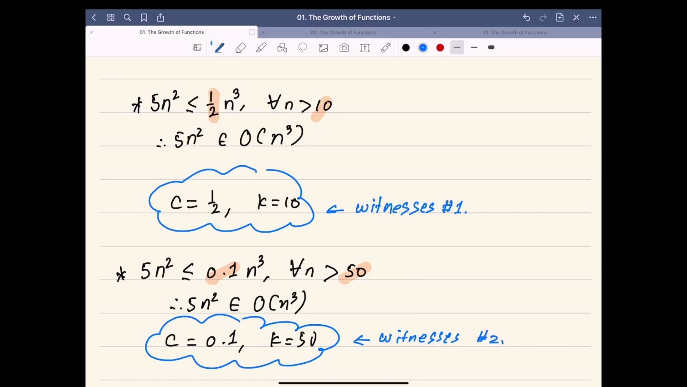This example shows that if we have an order between any two functions and you would like to prove this order by using the basic definition, it is not necessarily the case that the constants you obtain in the definition are unique.